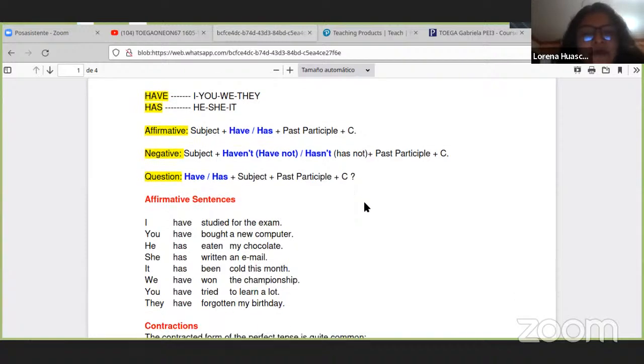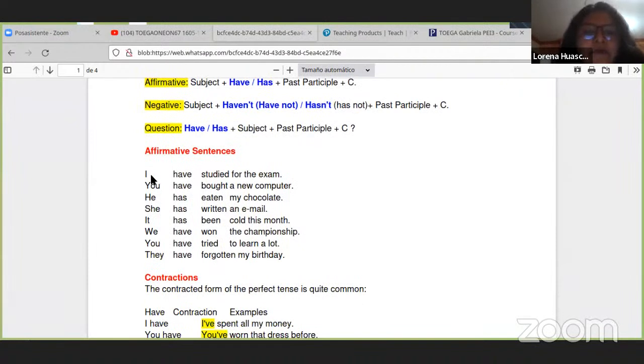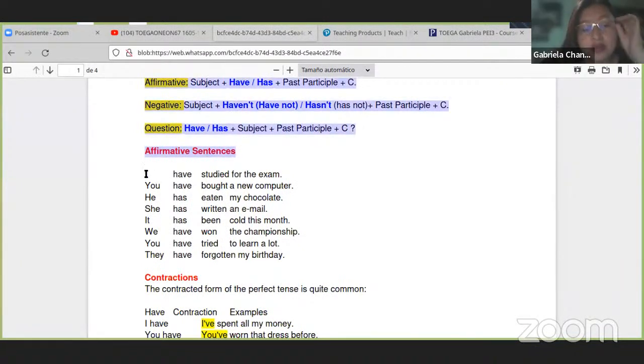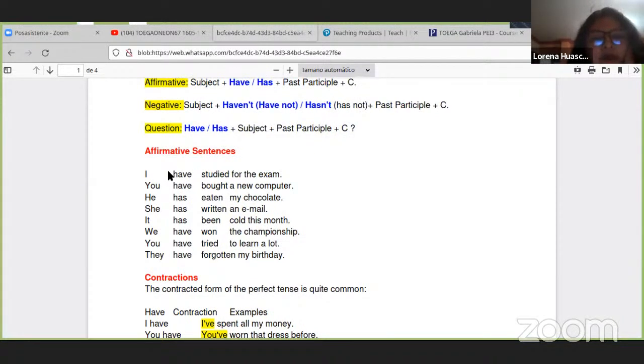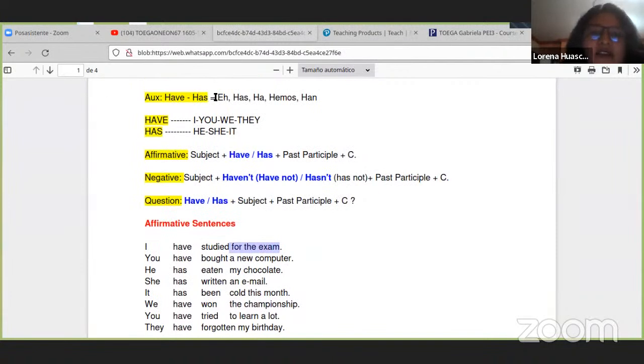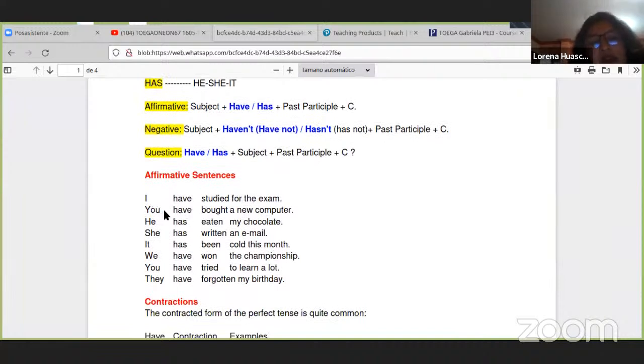Let's see some examples. Let's start with affirmative sentences. I am using the subject I. So if I use I, I will use the auxiliary have. Have, the verb in past participle, studied, and the complement for the exam. So, how can I translate this? Yo he estudiado para el examen. Always remember that the meaning of have or has is going to be like he, ha, hemos, han.